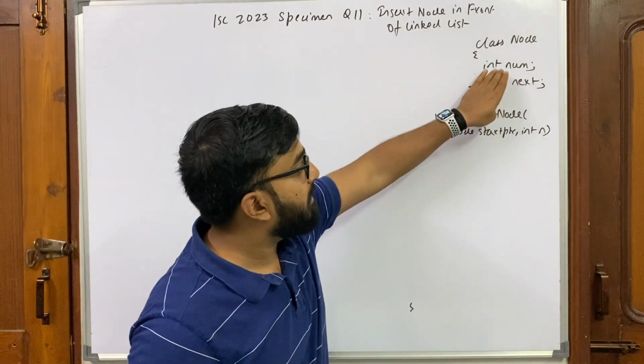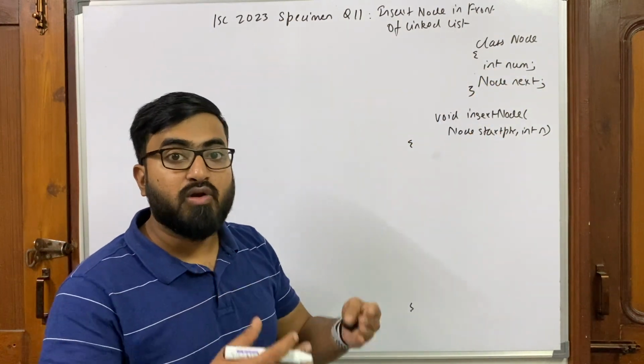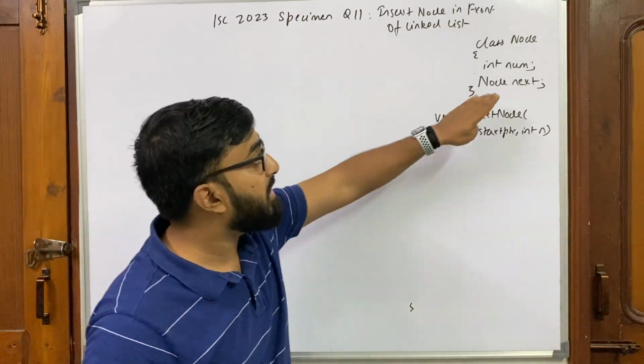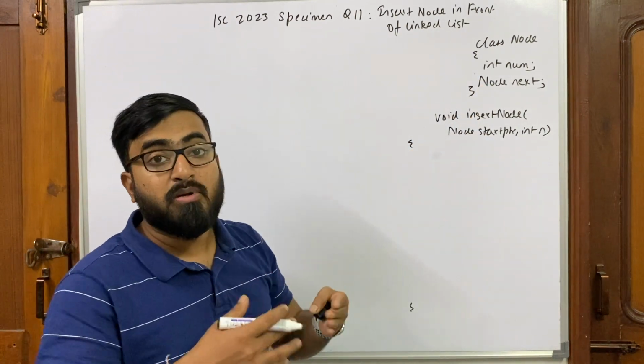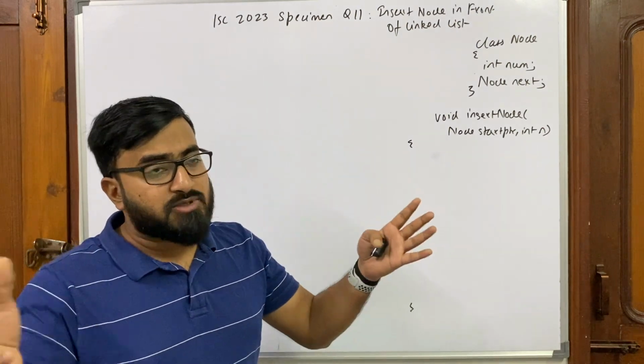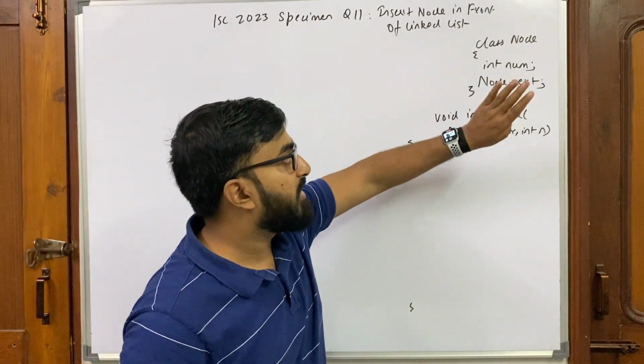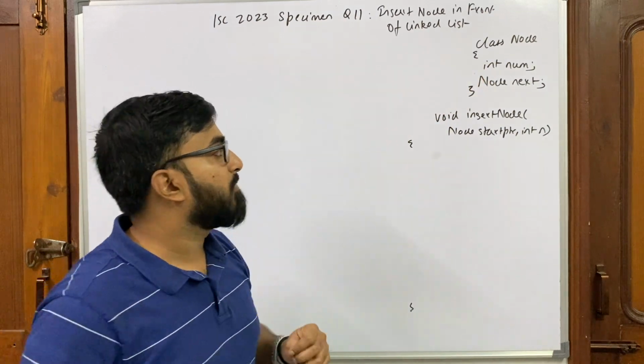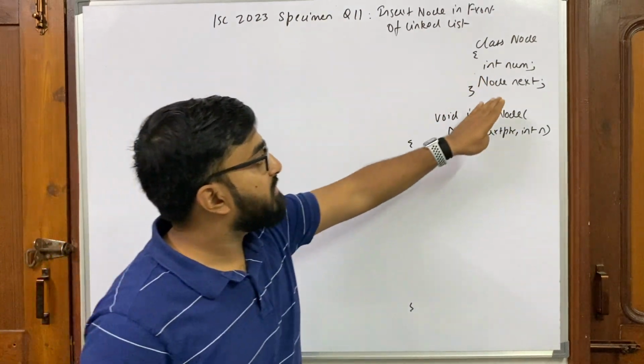So right now this is an integer. It can be a character, a boolean, a string, a double, it can be any value. It can be a non-primitive data type as well, say maybe another class. But they won't go into that much complication. They'll give you some primitive data type like int, char, double or float. You have to insert the node in the front.